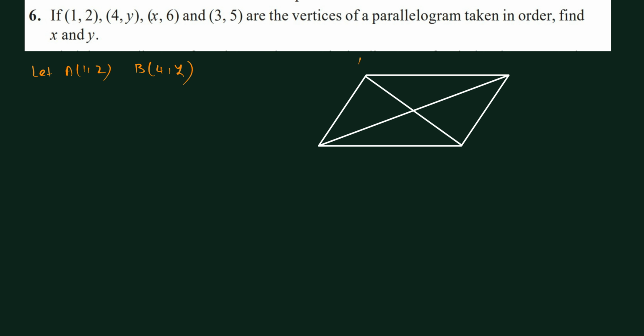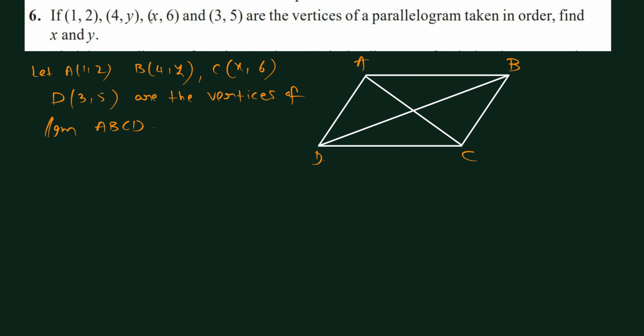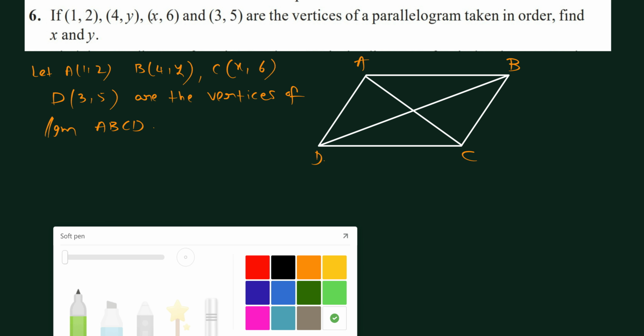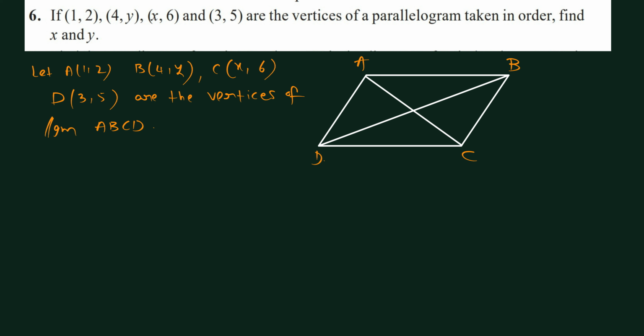Let us say this is a parallelogram ABCD. In parallelogram ABCD, let the given points be A (1, 2), B (4, 5), C (x, 6) and D (3, 5), the vertices of parallelogram ABCD. Already you know that in a parallelogram the diagonals bisect each other, but the diagonals are not equal. Diagonals bisect each other. That means the midpoint of AC is equal to the midpoint of BD.